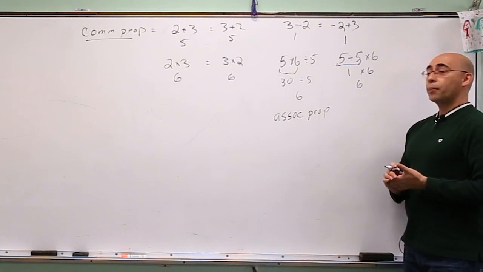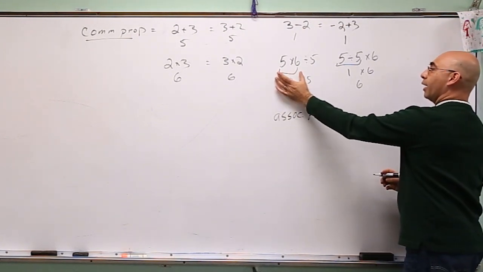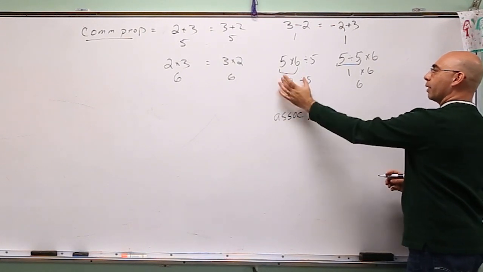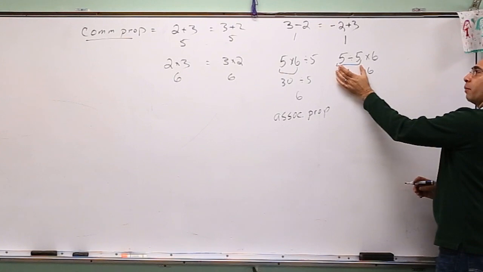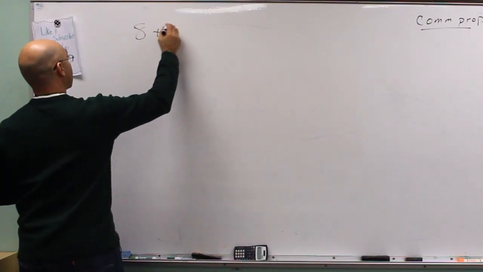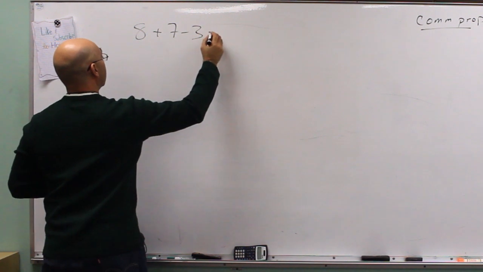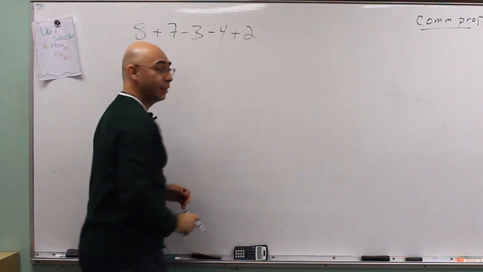And the associative property basically says when I multiply or even add, I can group them, I can associate them any way I want. I could do the 5 times 6, or I could do the 5 divided by 5 here. So if I had a problem like this, 8 plus 7 minus 3 minus 4 plus 2.